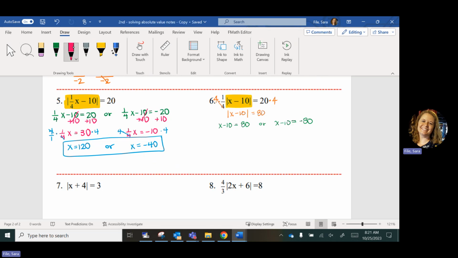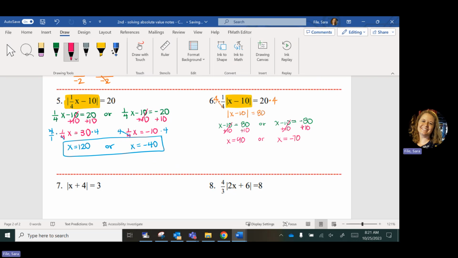Now I solve each of those equations. To isolate x, I'm going to move this 10 by addition. What I do to one side, I do to the other, and I like to work both at the same time. I'm going to just add 10 on both of these. If you prefer to work one and then come back and work the other, that's fine too. So I get 90, or negative 80 plus 10 would be negative 70.